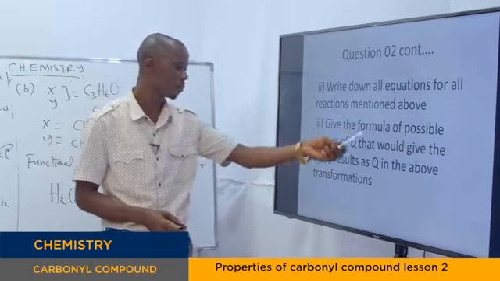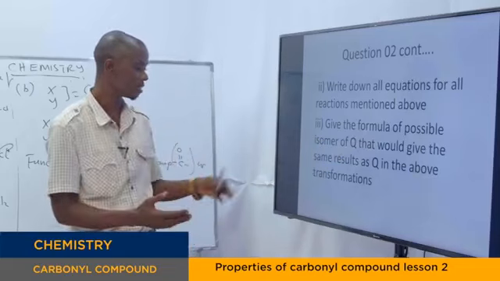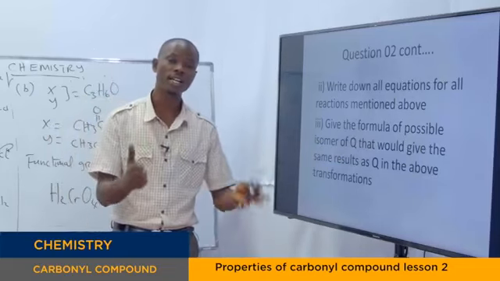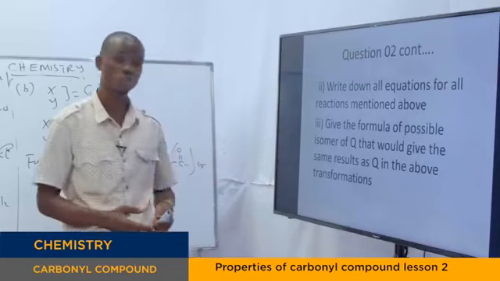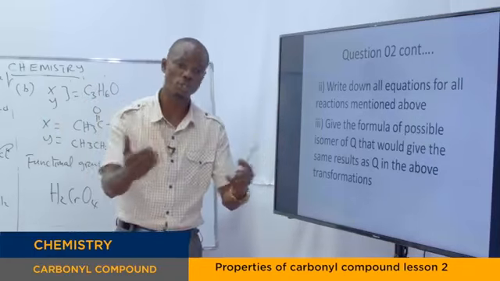And the other one, give the formula of the possible isomer of Q that will give the same results. Ketones and aldehydes are isomers of each other. So that is how I can guide you through that question. So you can write it and try to do it by yourself.